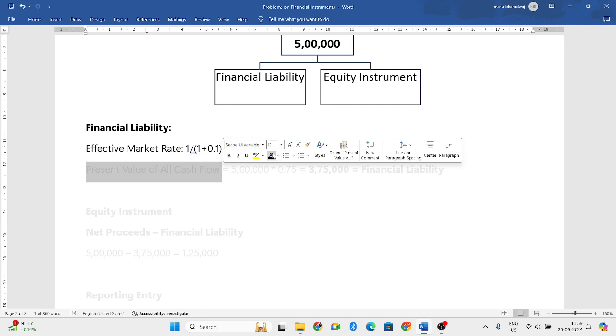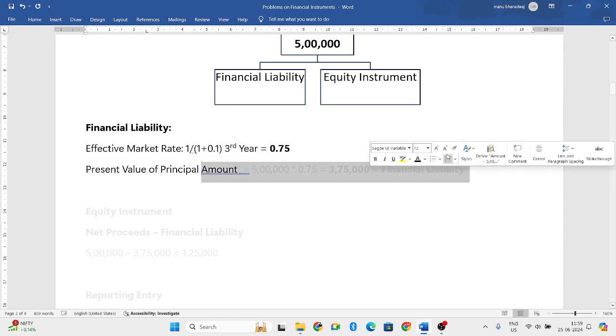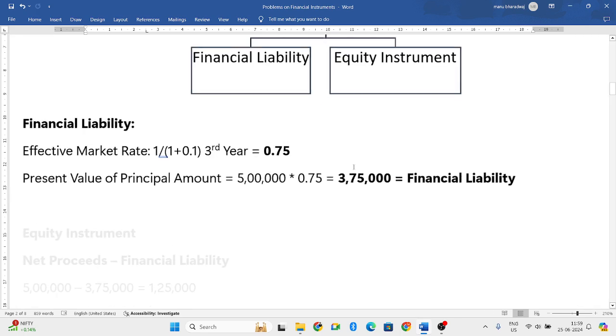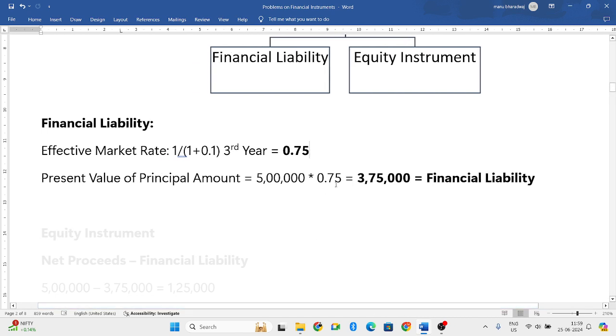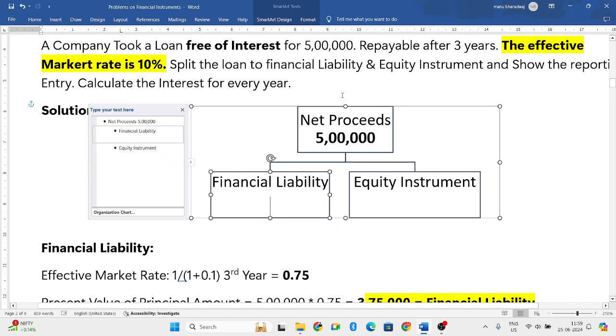So first let us calculate the present value of all cash flow. Simply to say that, in this problem it is only the principal amount. What is the total principal amount? The total principal amount is 5 lakh rupees. The discounting factor we have found out is 0.75. So 5 lakh into 0.75, I will get 3,75,000. That is my financial liability.